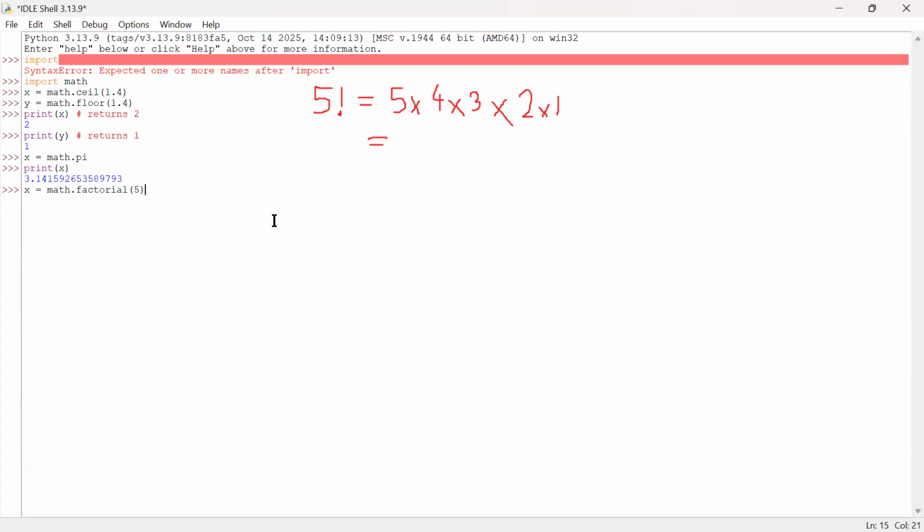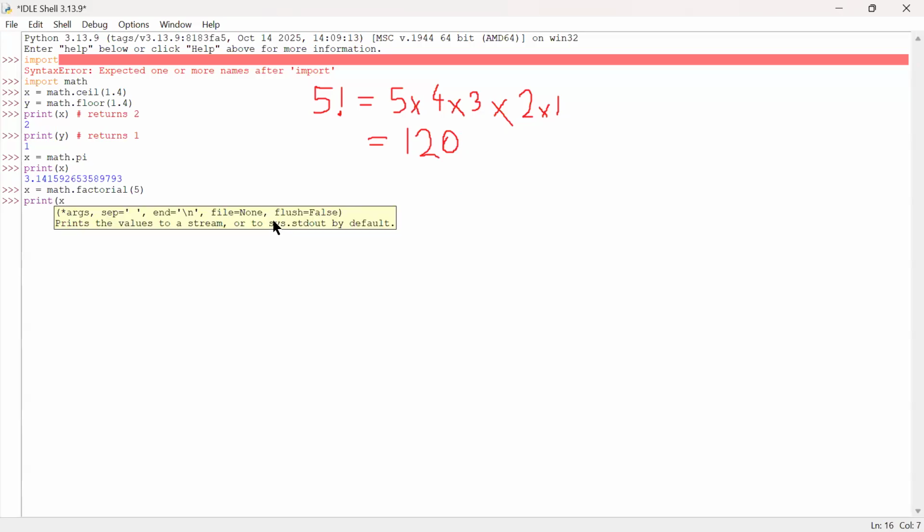5 times 4 is what? 20. 20 times 3 is what? 60. 60 times 2 is what? 120. Of course, we know that anything times 1 is itself. So the answer is 120. So go ahead and hit enter. Let's see whether now, print X. So you can see, 120. Yes, 120. So it agrees with our calculation.